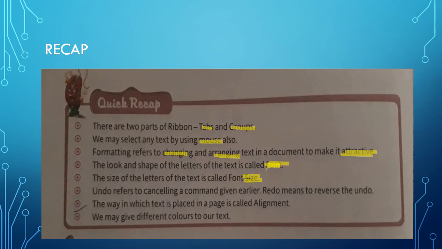Undo refers to cancelling the command given earlier, and redo means to reverse the undo. Next is, the way in which text is placed in a page is called alignment. Then last, we may give different colors to our text.